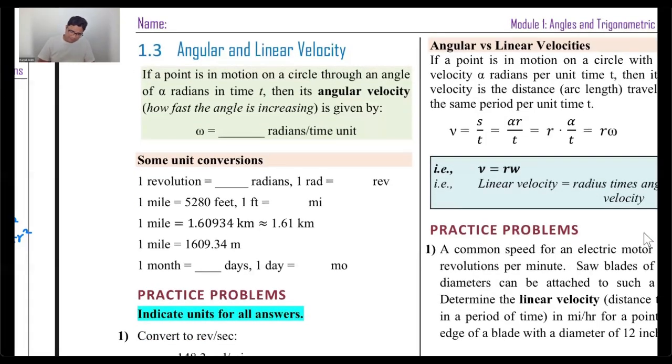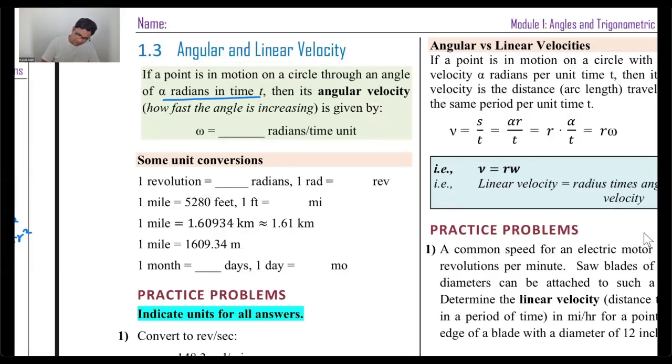If a point is in motion on a circle through an angle alpha in time t. So here, I have not left many blanks here. So you can highlight or circle when I underline or highlight any component here, so you will know what is being emphasized and stay active when you're taking the notes.